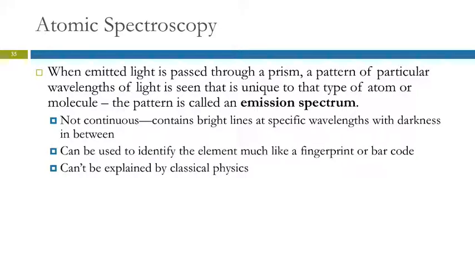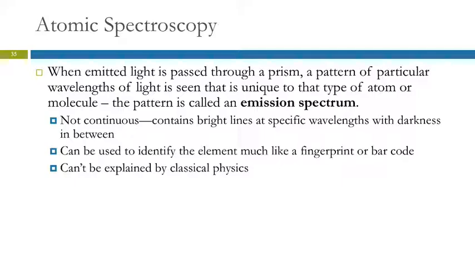If we take the emitted light from one of those lamps and pass it through a prism, we get a particular pattern of wavelengths. It's called an emission spectrum, and that's going to be characteristic of that type of atom or molecule. It's not continuous like a rainbow. It's got bright lines at specific wavelengths, and in between there's just darkness. So it kind of looks like a barcode, and it can be used to identify a substance.